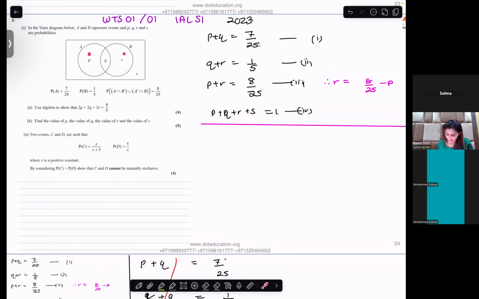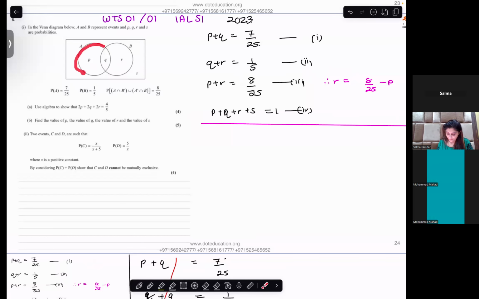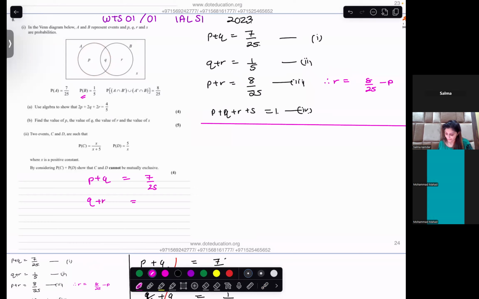A and B represent events. P, Q, R and S are the probabilities. I hope you're with me. Okay. It says that probability of A, when I say probability of A, that means P plus Q, right? Yes. P plus Q is 7 by 25. They say probability of B is 1 by 5. That means it's saying that Q plus R is 1 by 5.